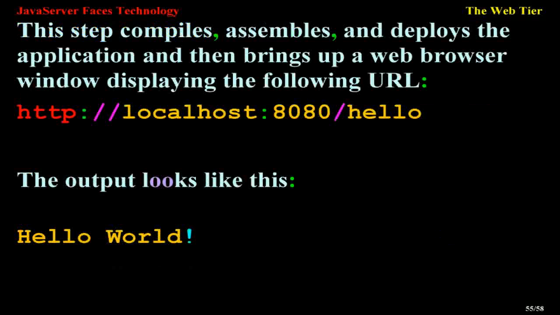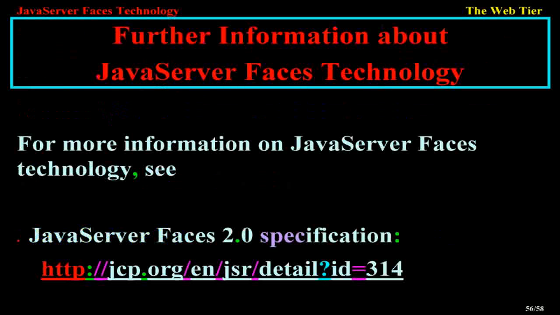This step compiles, assembles, and deploys the application and then brings up a web browser window displaying the following URL: http://localhost:8080/hello. The output looks like this. Hello World. Further information about JavaServer Faces technology.